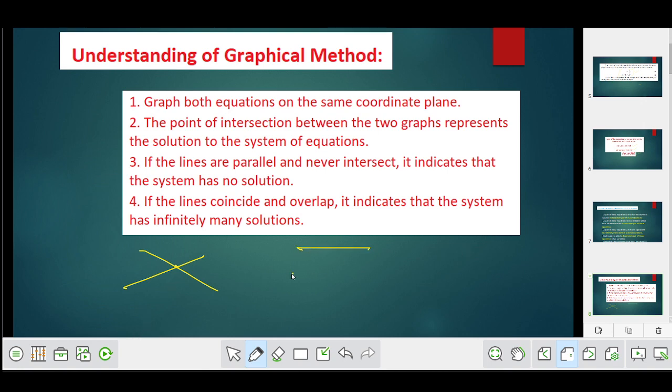Lines may be parallel, never intersecting each other. It indicates no solution. If they intersect, it indicates a unique solution. If the lines L1 and L2 overlap, then it indicates many solutions.